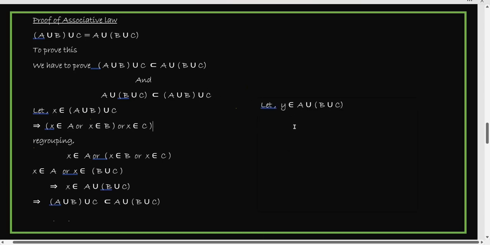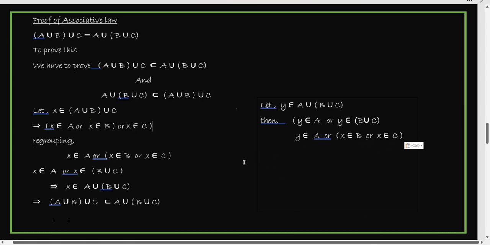Let any arbitrary element y belong to A union B union C, the second set. Then it follows y belongs to A or y belongs to B union C. In place of union, we can write or. So y belongs to A or again, B union C, in place of union you can write or: y belongs to B or y belongs to C.